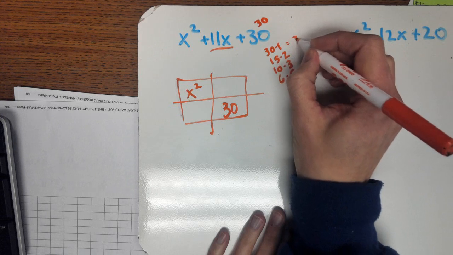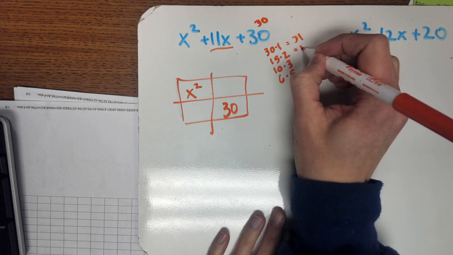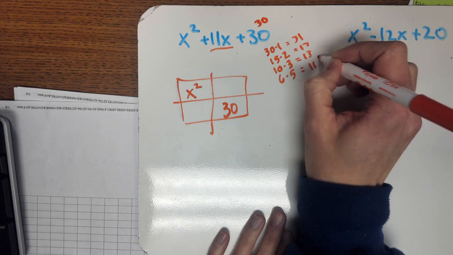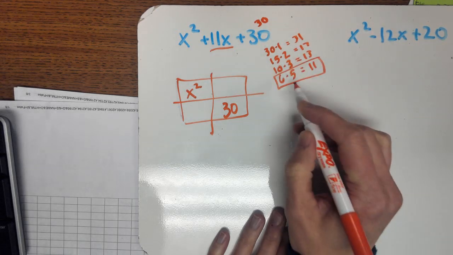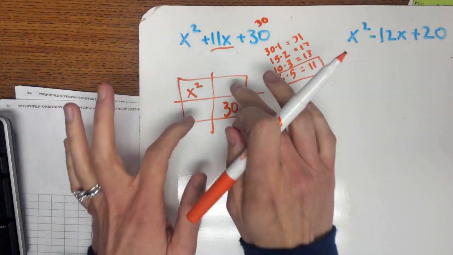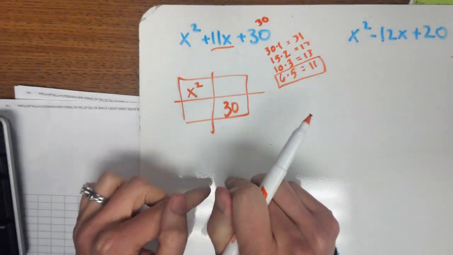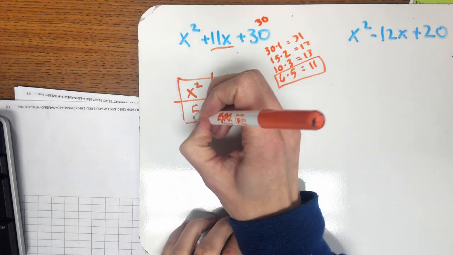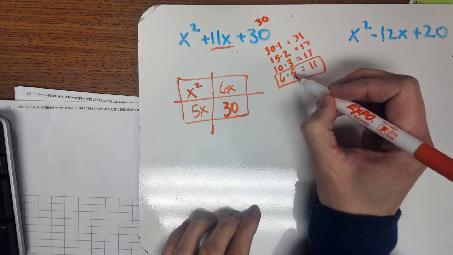So 30 plus 1, that's 31. 15 plus 2, that's 17. 10 plus 3, that's 13. 6 plus 5, that's 11. So that right there is what's going to fill in these other boxes. Because remember, when we were multiplying, when we pulled these two values out, we added them together. So we're going to write 6x and 5x because those are the two factors.